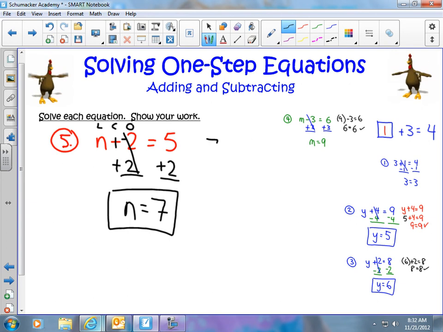But again, we go back to our original problem, n minus 2. So I'm going to have 7 minus 2 equals 5. 7 minus 2 is 5 equals 5. And we have our correct answer.